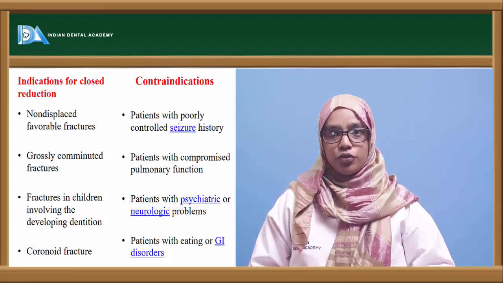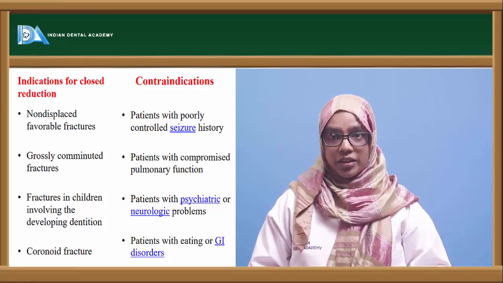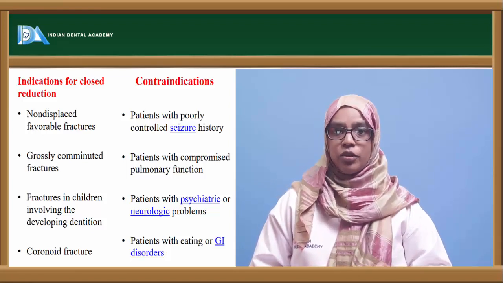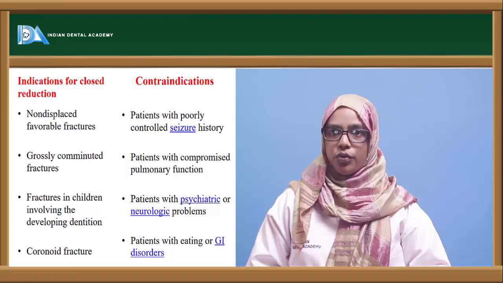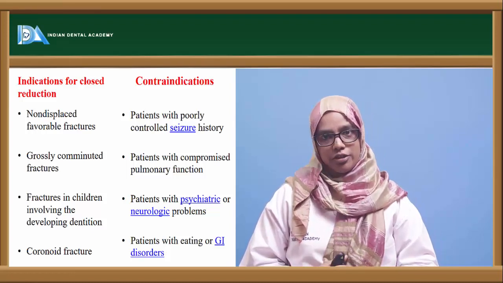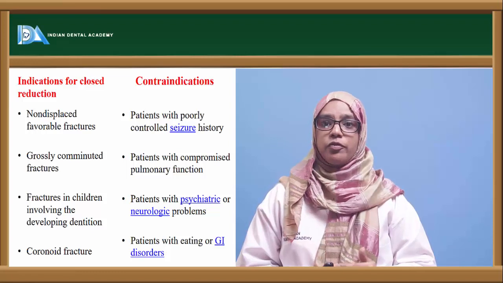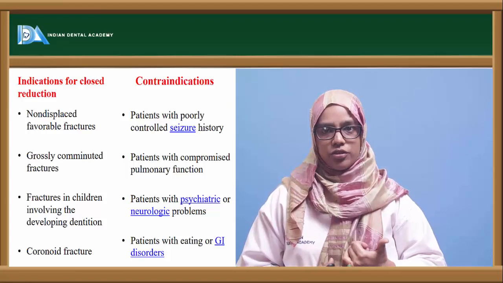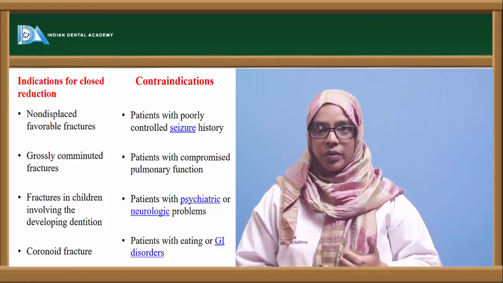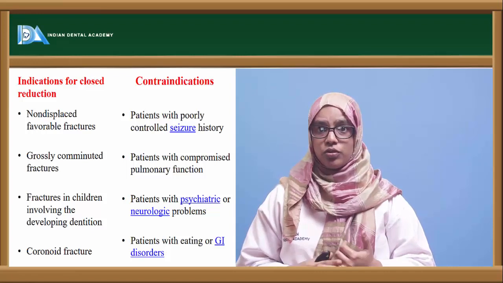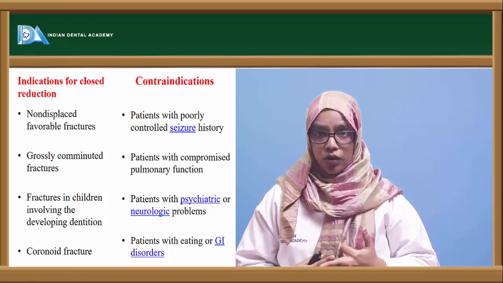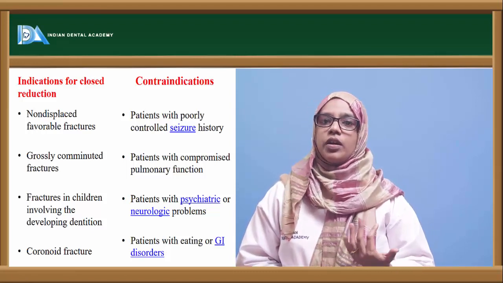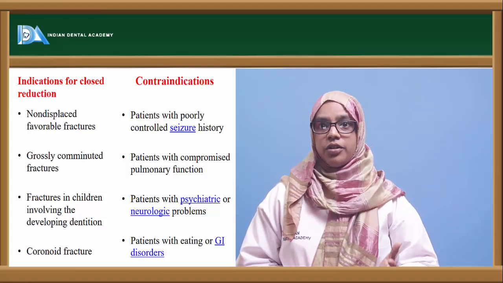Now fractures in case of children involving the developing dentition, wherein you do not want to injure the dental follicle, at that time you will offer close reduction. Also in case of coronoid fractures. Now contraindications of close reduction. Patients who have poorly controlled seizures, who have epileptic fits frequently, these are contraindications. Then patients with compromised pulmonary function, that is breathing problem, you should avoid it. Patients with psychological or neurological problems, avoid it.